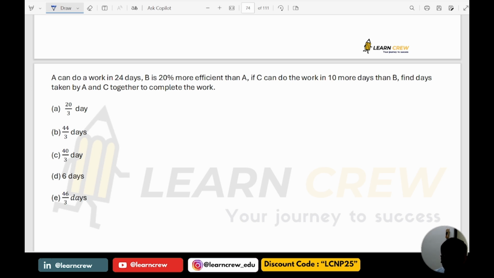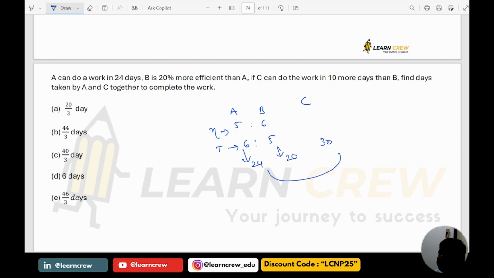A can do a work in 24 days. B is 20% more efficient than A. So A and B efficiency are in the ratio 5:6. Times taken will be in the ratio 6:5. So if he is taking 24 days, he will take 20 days. Right? C can do a work 10 more days than B. So C takes 30 days. Find days taken by A and C together to complete the work.